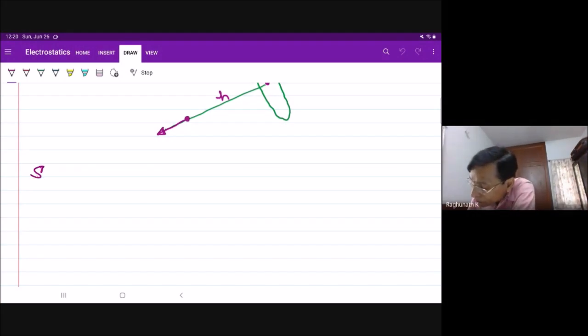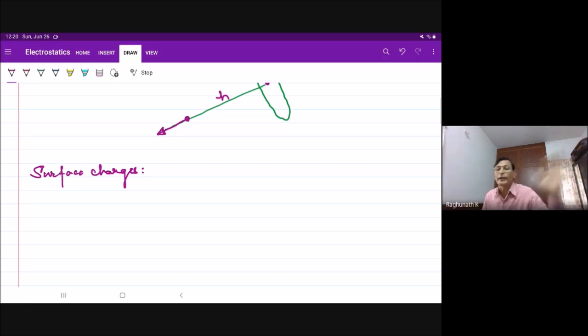Surface charges and the fields. Now, the mathematical derivation is to understand how to calculate. That's all. I will always consider standard surfaces in the coordinate systems.